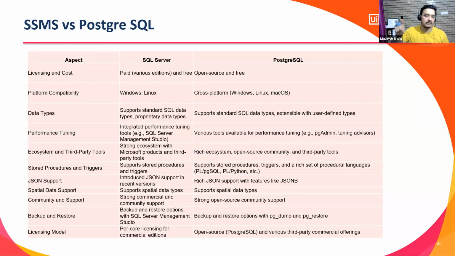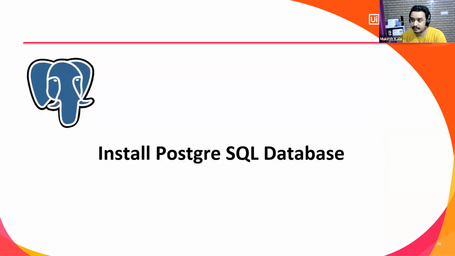Compatibility wise, SQL Server is compatible with Windows and Linux. PostgreSQL can work with Windows, Linux, Mac OS, right? All of these things are available for you, which you can refer to when I share the slides with you, right? So two types of databases: one is a paid database and the other is a free database called PostgreSQL. Now a question arises: if I want to connect to an open source database, how would UiPath be able to do that? So that's what I'm going to show next.